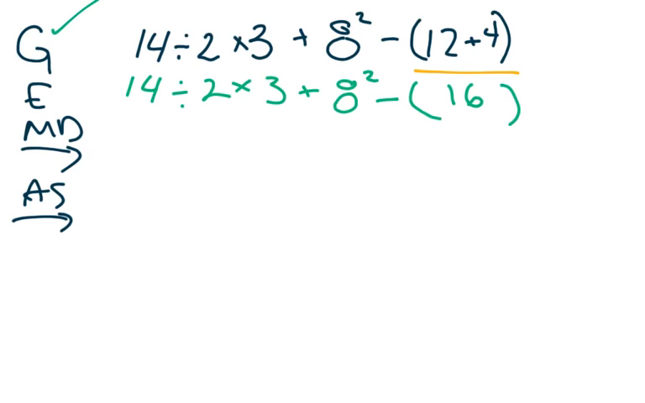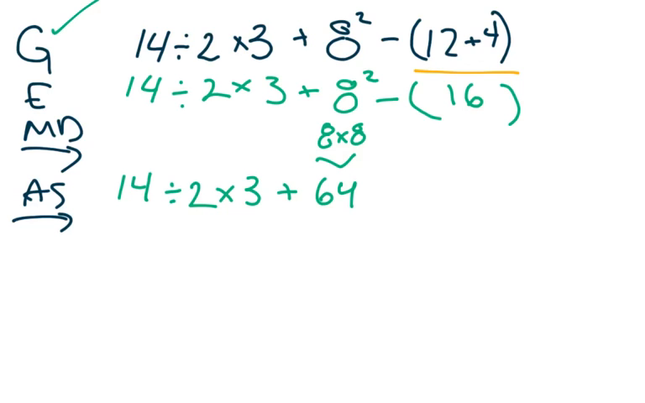All right, next up, exponents. Yes, I do. I have 8 to the power of 2. Now, exponents mean the base, the big number, times itself, the number of times of the exponent. So this is 8 times 8, which is 64. And I'm going to rewrite the rest of the problem. 14 divided by 2 times 3 plus this 64 minus, I'm going to drop my parentheses right now because there's no multiplication going on. So I'm just going to leave it like that. Alright, exponents are done.